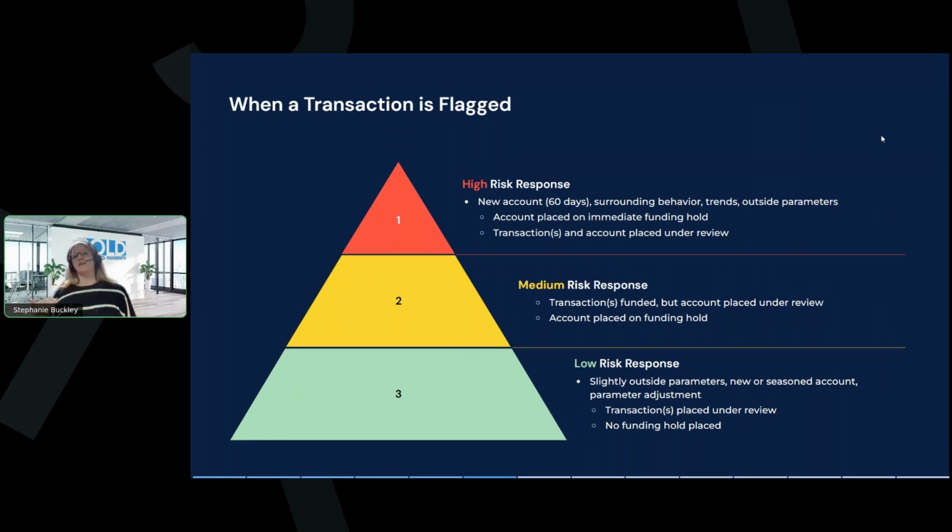I want to make sure that your account is safe. I want to make sure that everything is okay. So we're going to place everything on hold and make sure that you are taken care of, or that we're not going to experience any loss. And I say we as in the processor, we're not going to experience any financial loss based on us not acting appropriately. So those are going to be the three tiers, and you'll see a range of them.